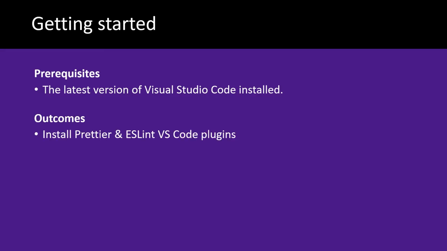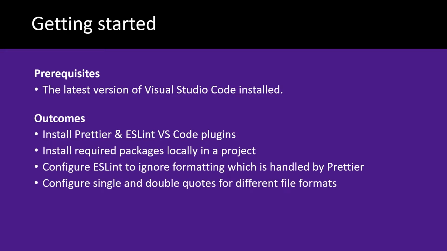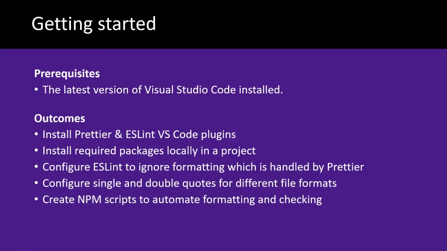And by the end of this video, you'll be able to install Prettier and ESLint VSCode plugins. You'll be able to install the required packages locally in a project. You'll be configuring ESLint to ignore formatting, which is handled by Prettier. You'll be configuring single and double quotes for different file formats, and you'll be able to create NPM scripts to automate formatting, checking, and linting.